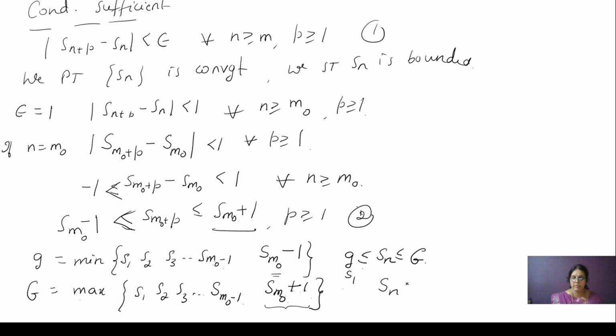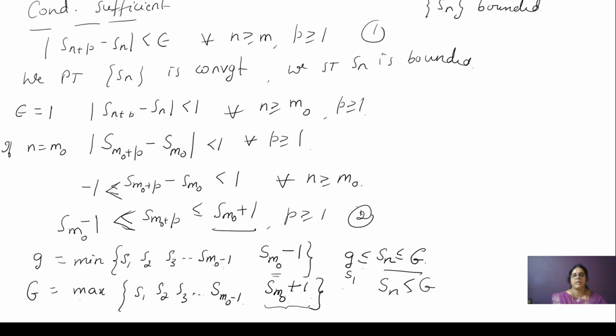The maximum value of S_n is this one, which means the other terms are less than S_{m naught} plus 1. That is nothing but S_n less than G. So this means that S_n is bounded. So this proves that S_n is bounded.